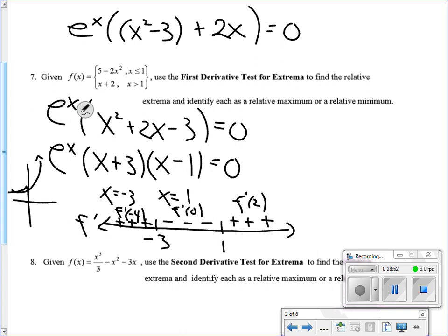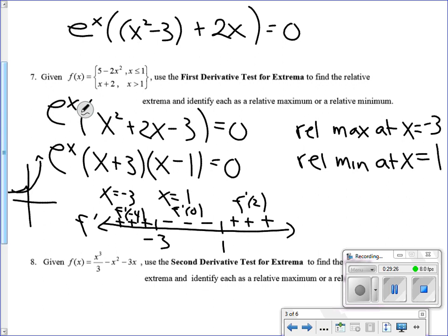Okay, so the first derivative test for extrema says if you make the first derivative sign chart and your derivative changes from positive to negative, your function has a max. So we have a relative max at x equals negative 3. If I wanted to know what the relative max was, then I have to plug negative 3 back into the original function. We have a relative min at x equals 1 because that's where the derivative changes from negative to positive. So that's the answer for question 6. We just used the first derivative test to find the extrema.